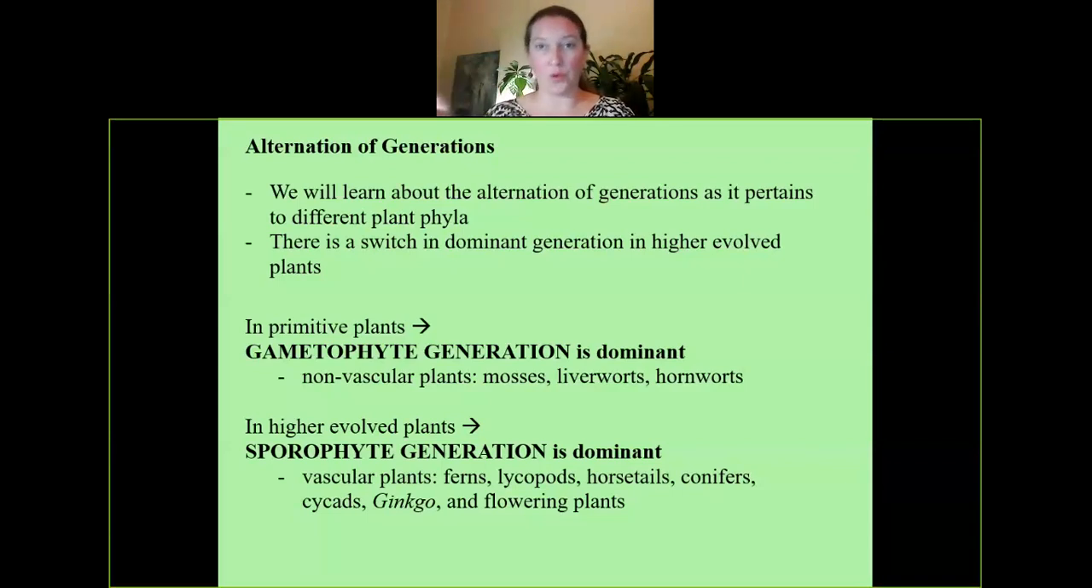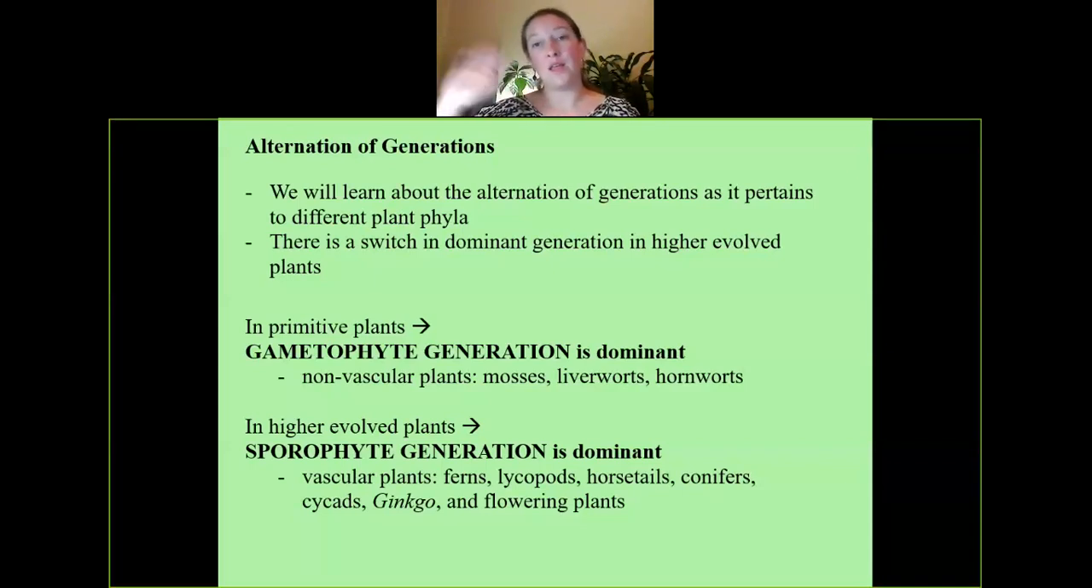So we'll go into it, but what I mean when I say dominant is the gametophyte generation is free living. So it lives on its own, all by itself. And the plant life cycle of those plants, the mosses, liverworts, hornworts, exists mostly as the gametophyte generation. And then the sporophyte generation is really short-lived, and the sporophyte generation is not free living.